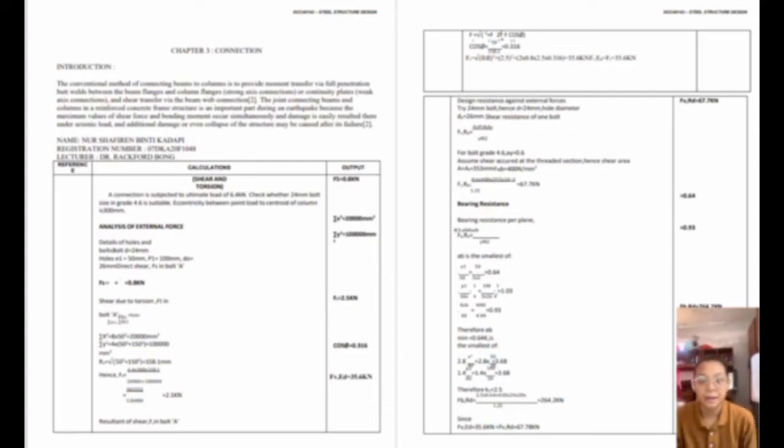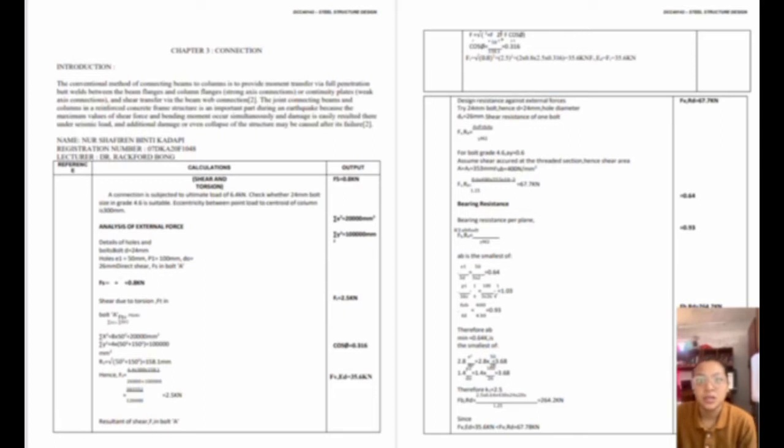Direct shear Fs in bolt A equals 0.8 kN. Shear due to torsion Ft in bolt A is equal to 2.5 kN. So the answer is 35.6 kN.